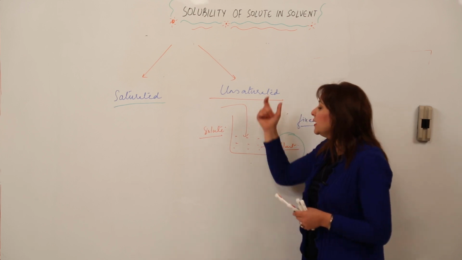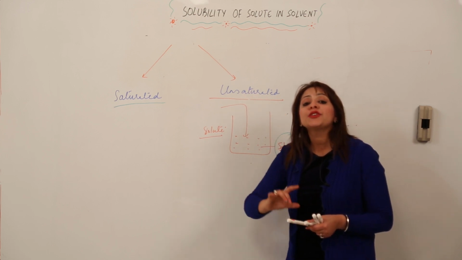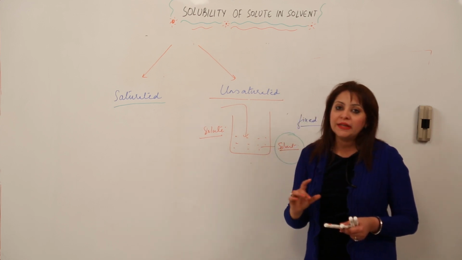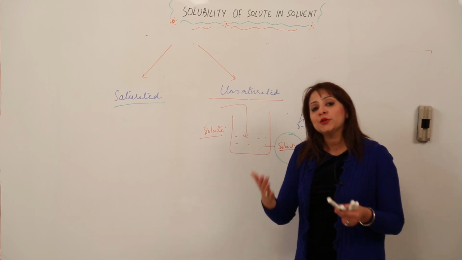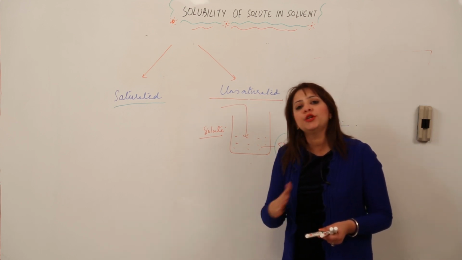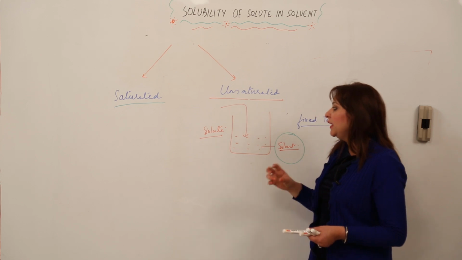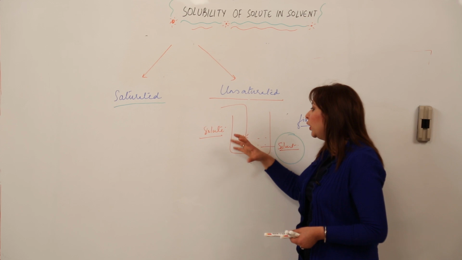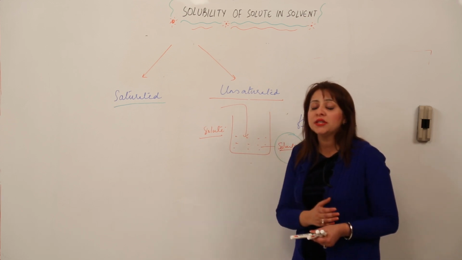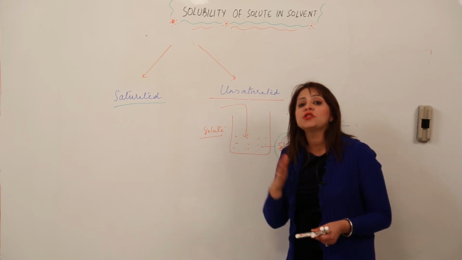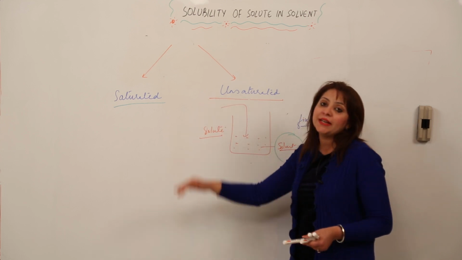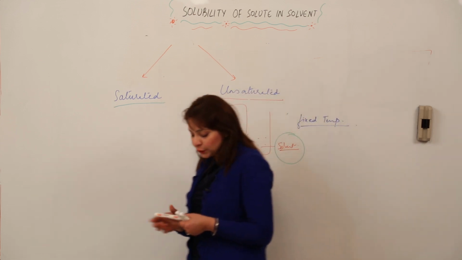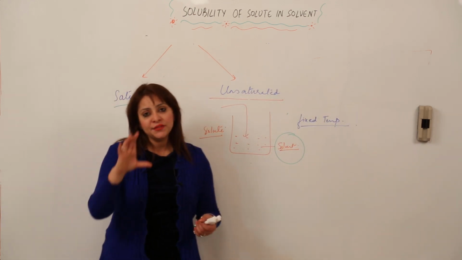So an unsaturated solution is one that can dissolve as much solute as we add at a given fixed temperature. As much solute as I add to it, it goes on dissolving and dissolving, right? There is no point reached in which the solute is not getting dissolved. So those solutions which keep on dissolving the solute at a given temperature come under the category of unsaturated solution.